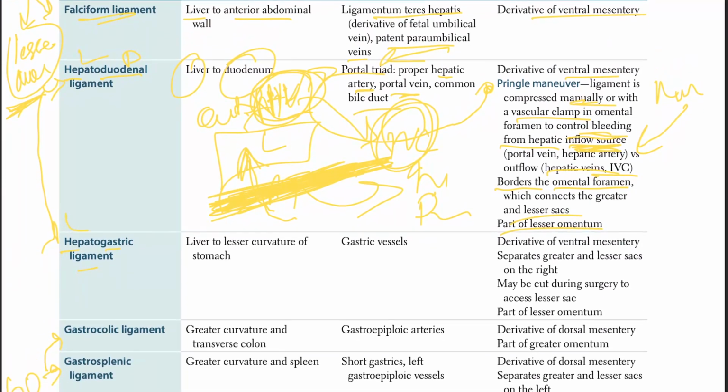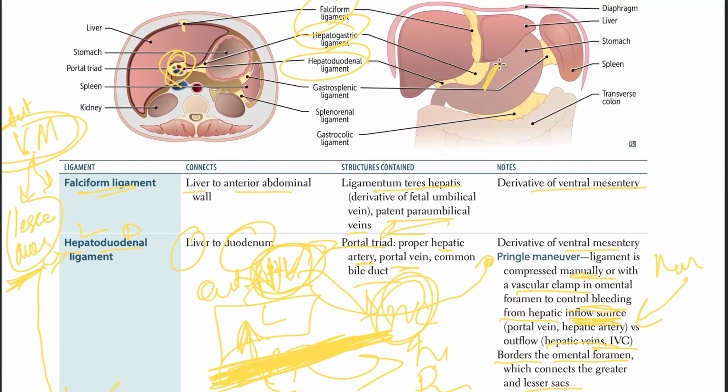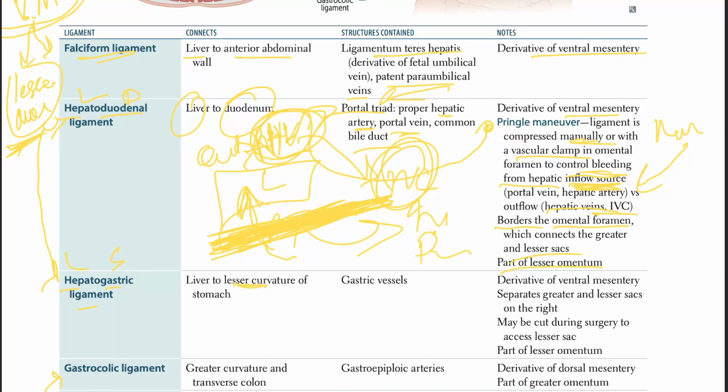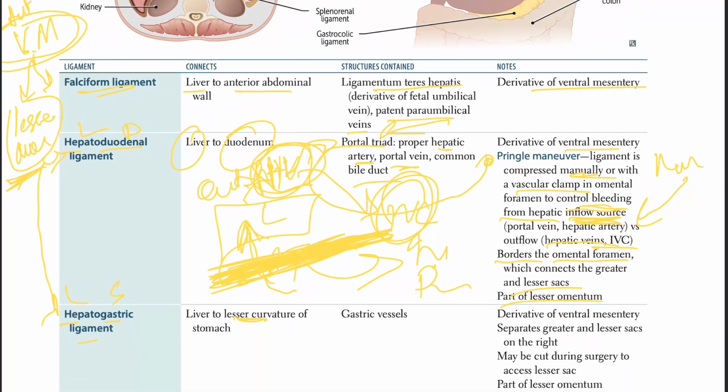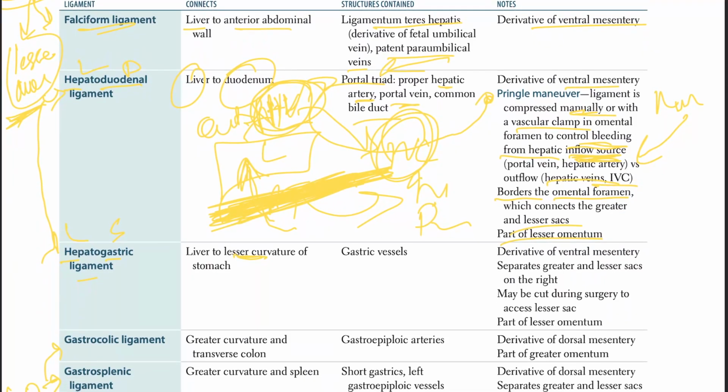Let's go with the hepatogastric. Hepato, liver, gastric. Now you have the stomach. But what sort of gastric? Lesser curvature, right here. That's the hepatogastric ligament. Where's the hepatogastric? Over here. It contains the gastric vessels. It is a derivative of the ventral mesentery, separates greater and lesser sacs on the right. May be cut during surgery to access the lesser sac. Okay, yeah, you can cut it to access the lesser sac.